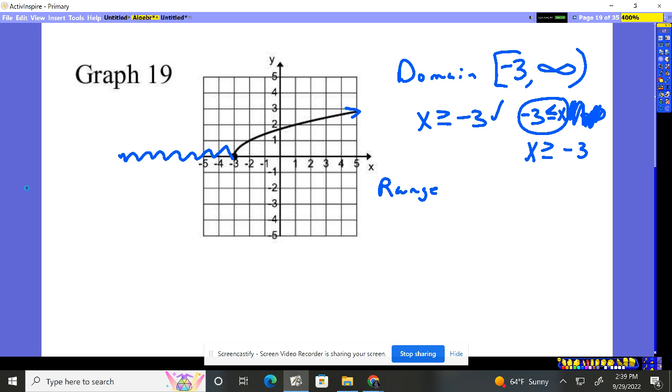Range. Range, we're going from bottom to top. I start at the bottom. I have nothing until I hit, right, boom, right here at a height of what? 0. So it starts at 0.